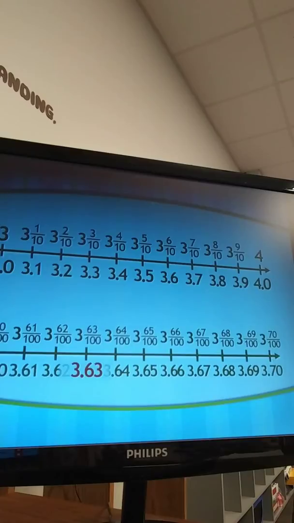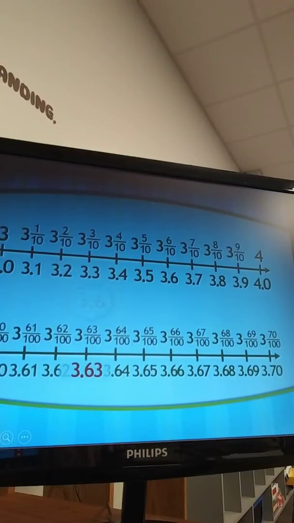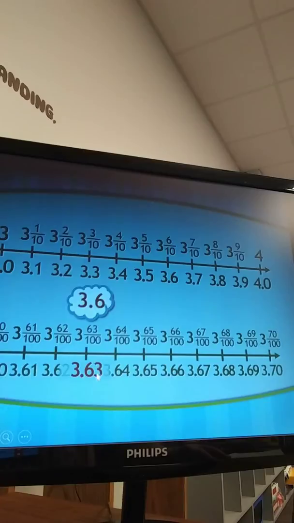3.63 or 3 and 63 hundredths would round to 4. Why? Because 63 is more than half of 100. Half of 100 is 50. And of course that would also be 3.6. Why? Because when we look at that 3, it is less than 5. And so the number before it would stay the same.